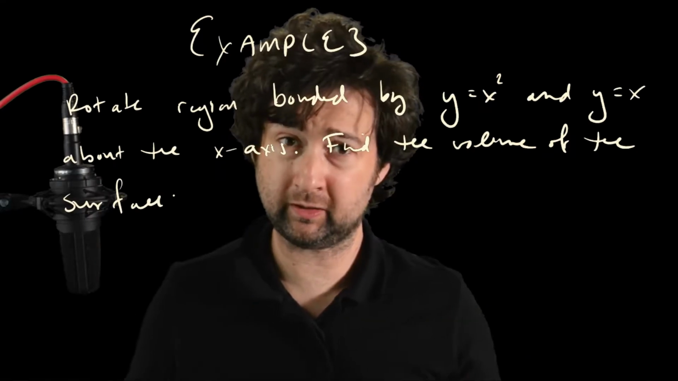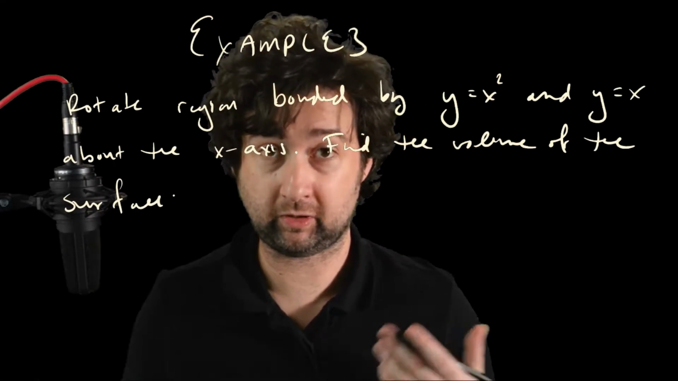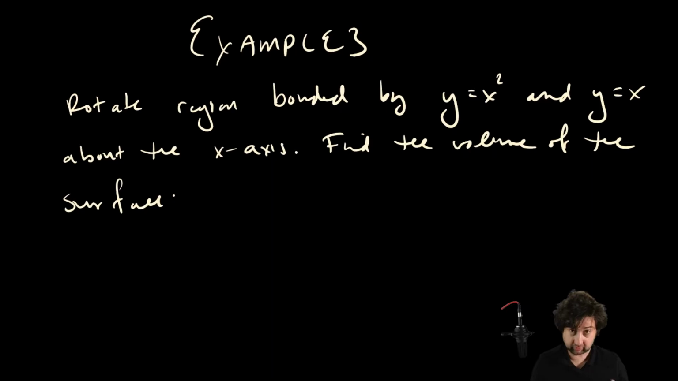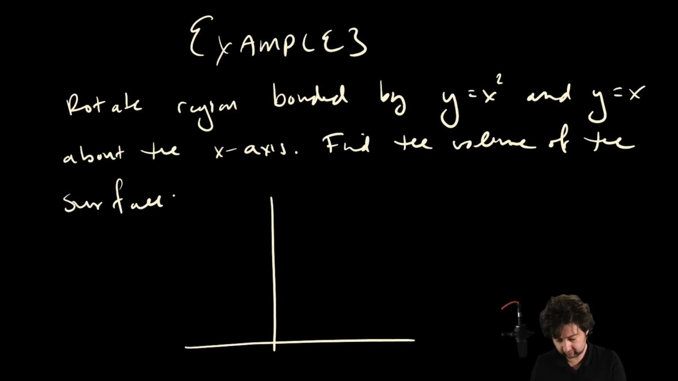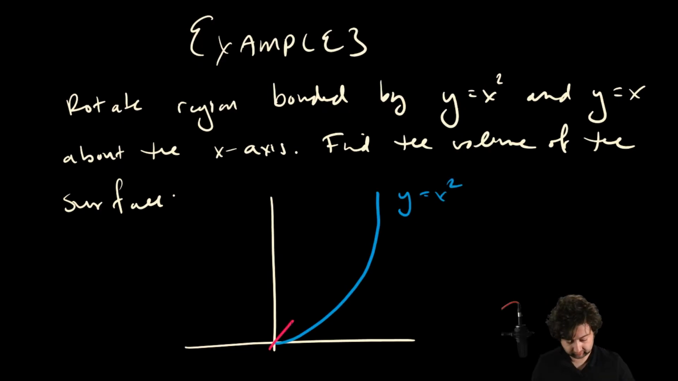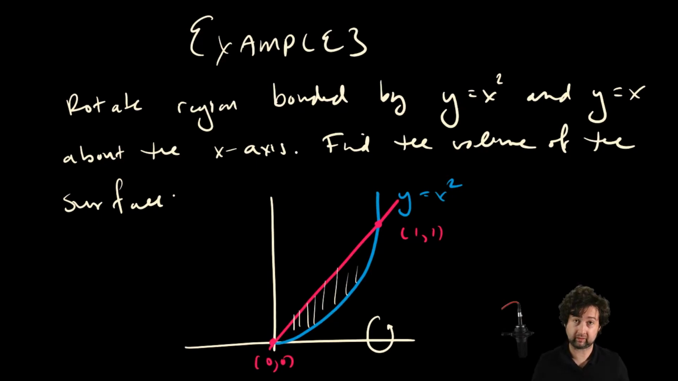Of course, step one in these problems, like usual, is going to be to draw a picture. So the picture that we're going to draw this time is going to look like this. So we know that we're dealing with the curves y equals x squared, which looks like this, and y equals x, which looks like this. And these curves intersect each other at (1, 1) and (0, 0). And what we're going to do is take the region between them, and rotate it this way, about the x-axis.